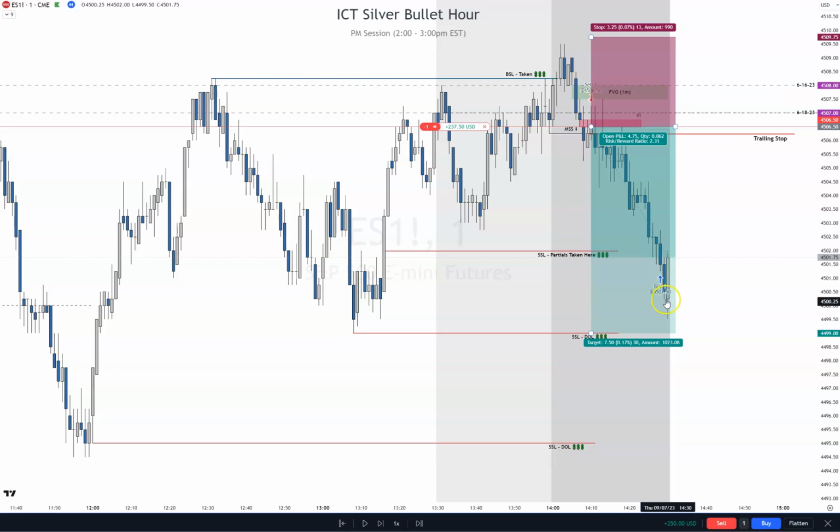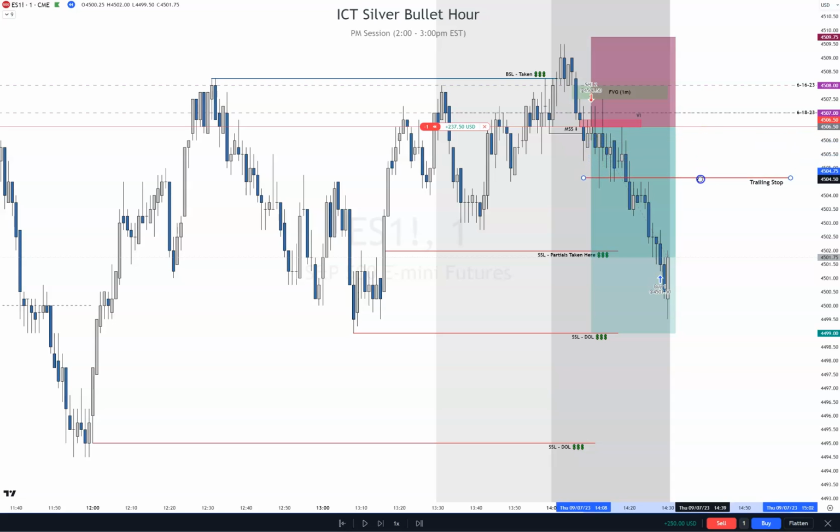Okay, so in all honesty, as price is trading down here, I'm moving my stop to here, above these highs, one tick above those highs. This relatively equal highs right here. Why am I doing that?